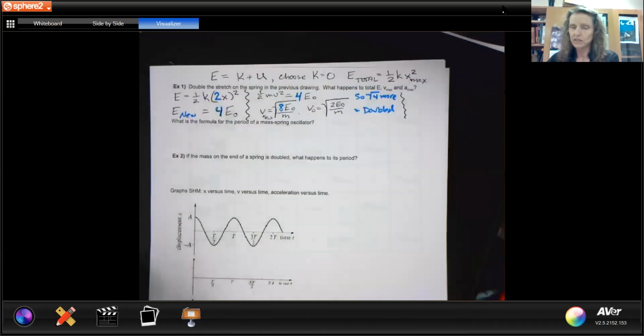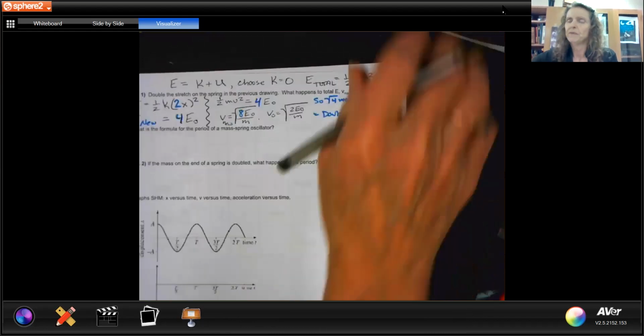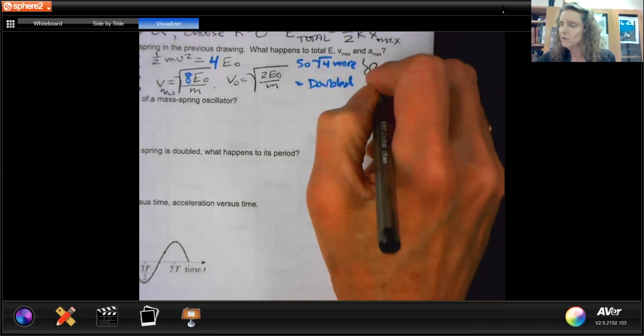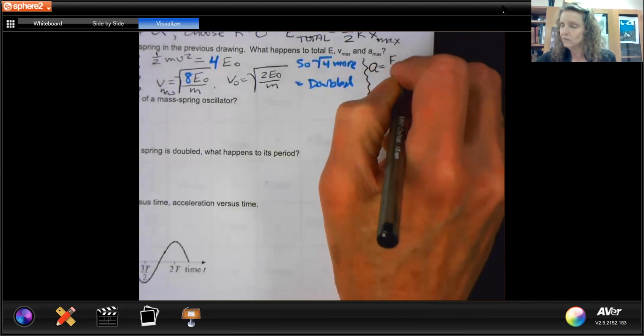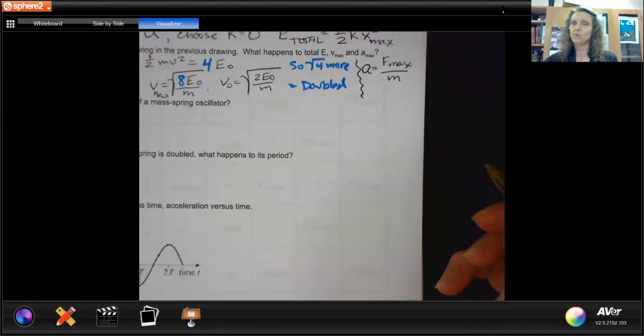Looks like that marker doesn't want to sit on whiteout very well. Last part was what happens with acceleration. I don't know if I can squeeze this in, but we'll try. Zoom in a little bit here. So let's see. I want to know a max. So that would be the F max divided by the mass. That's just Newton's second law right there. So what's the F max?